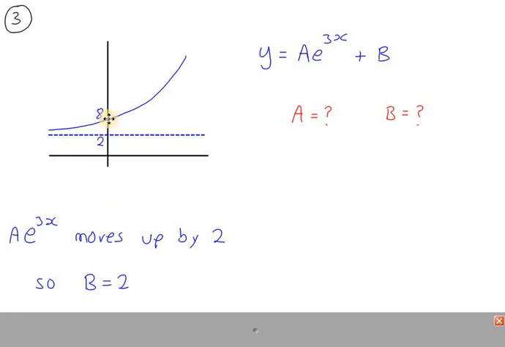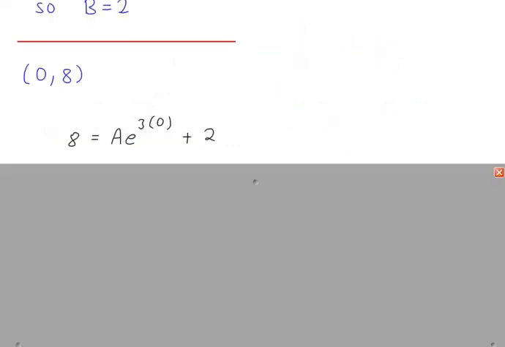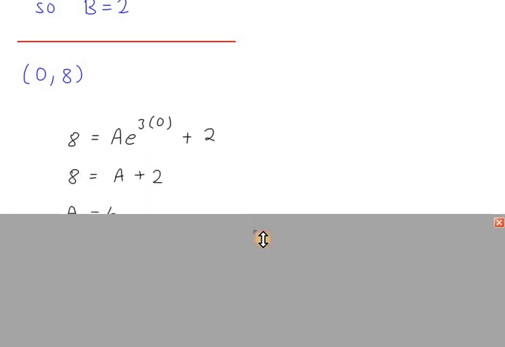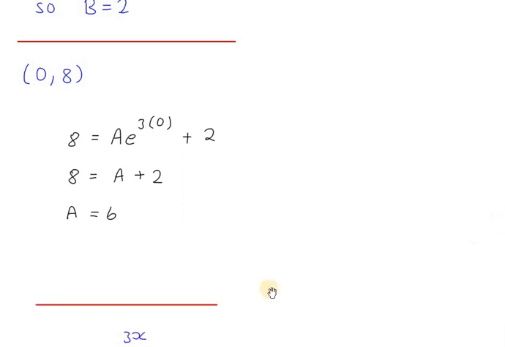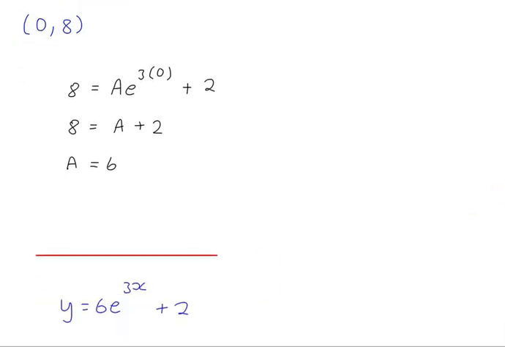Now we know the coordinates of this point, which is our y-intercept, is 0, 8. If we substitute those values into the equation, and then rearrange to work out what a is equal to. So we have this.